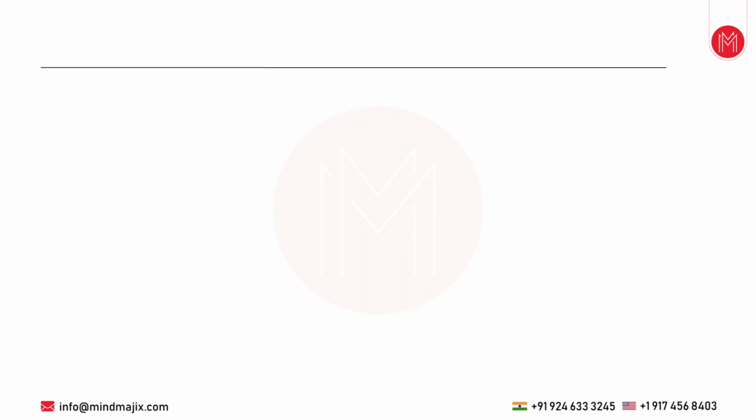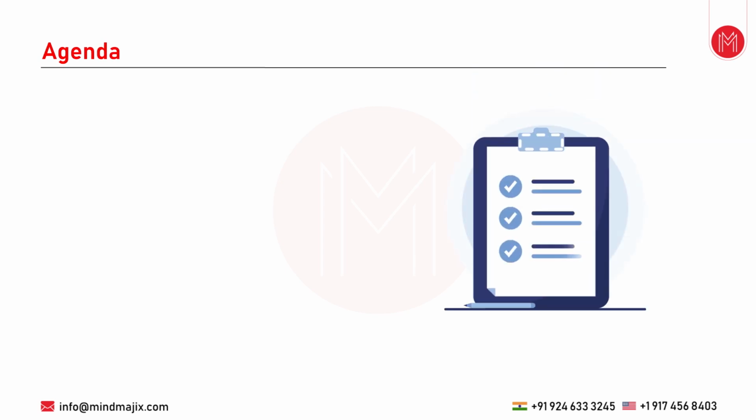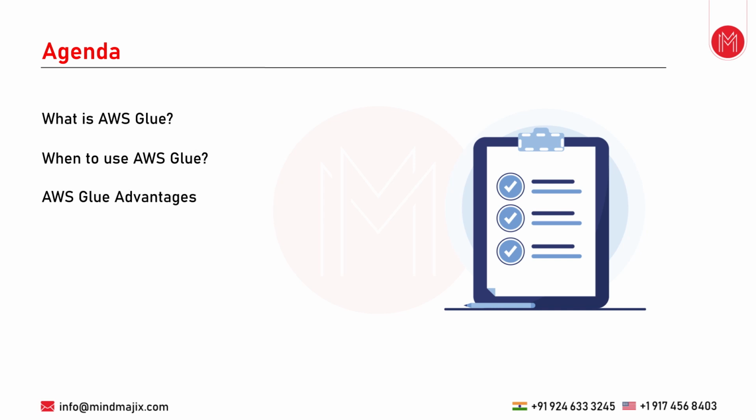Let us quickly have a look at the agenda for today's session. As you can see on the screen, these are the pointers that we will cover in this video. First, we'll start with what exactly is AWS Glue, and then we will talk about when you use AWS Glue. The next point of discussion will be the advantages that AWS Glue has to offer us. And then we will talk about a few concepts which are related to AWS Glue. The next point will be the workflow, as in the various steps in which you can work with AWS Glue. The last point of discussion will be the demo, wherein I will show you how you implement AWS Glue practically.